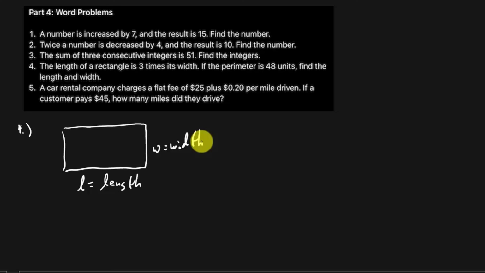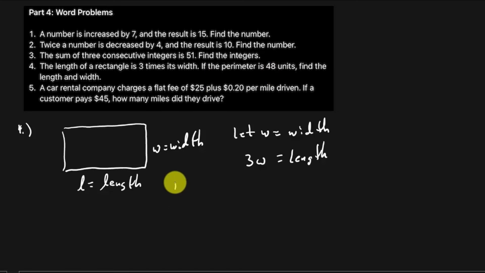It says the length of a rectangle is 3 times its width. I'm going to let W equal the width, because that's what they're giving me the least information about. They're telling me about the length. So the one you have the least information about, which is the width, is usually the one you want to let the variable equal. If W is the width, then the length is 3 times W. It says if the perimeter is 48 units, find the length and width.